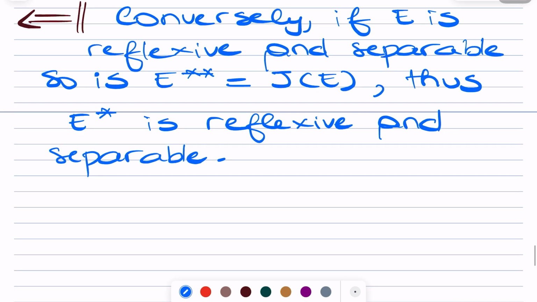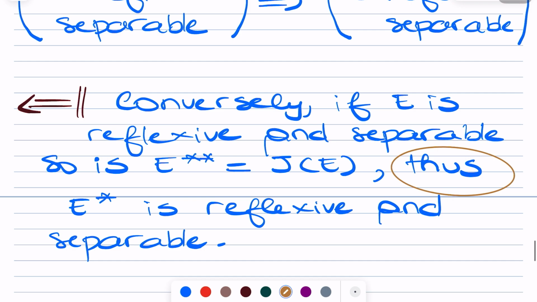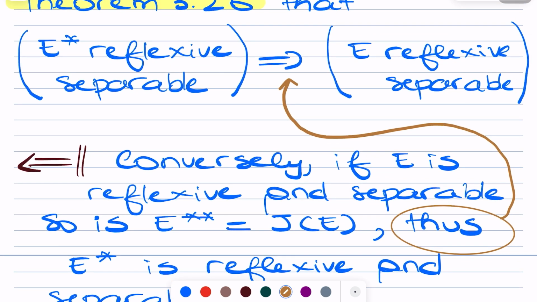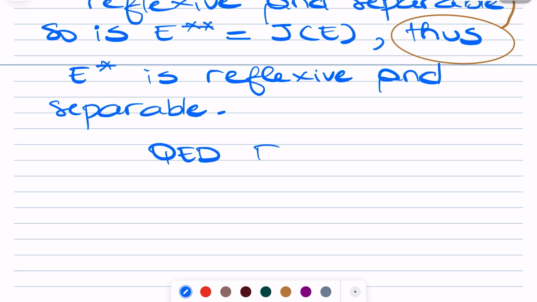This conclusion here just comes from this implication, because in this step we proved that if the dual space is reflexive and separable, then E is reflexive and separable. Conversely, we assume that E is reflexive and separable. Reflexivity means that the bidual is equal to the image of E for the canonical embedding, so the bidual is also reflexive and separable. Then by the first implication, E star is reflexive and separable. This was rather straightforward. This ends the proof of this corollary.